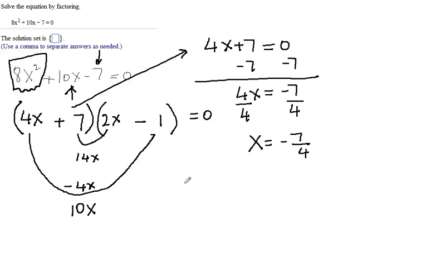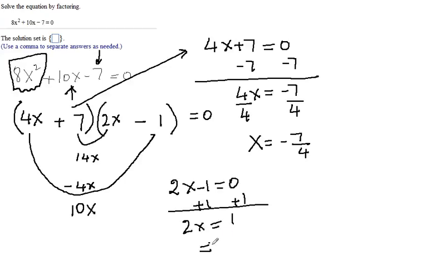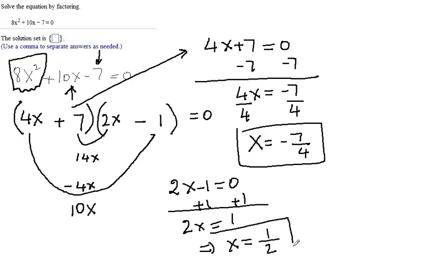The second value for x would be 2x minus 1 equals 0. Add 1 to both sides, and that would bring 2x equals 1, which implies that x equals 1 over 2. So we have two solutions. One solution is negative 7 over 4, and the second solution is 1 over 2.